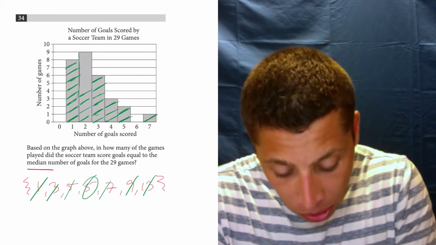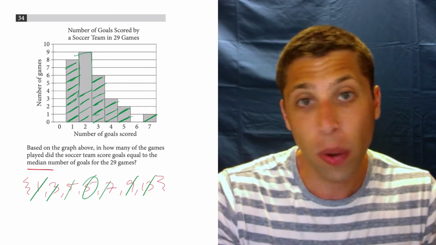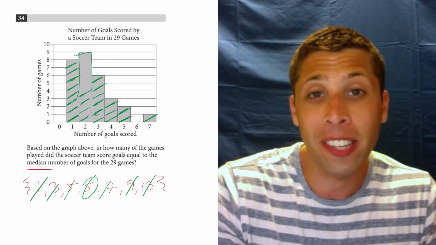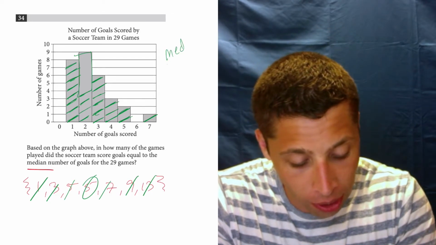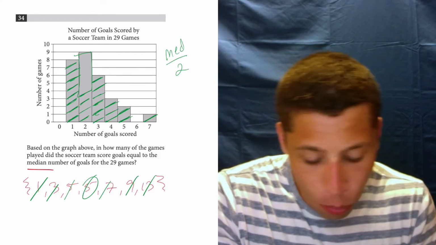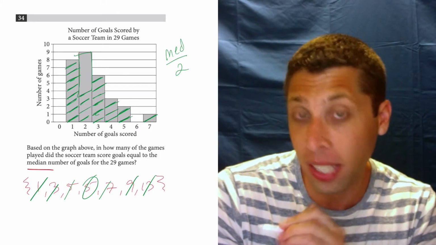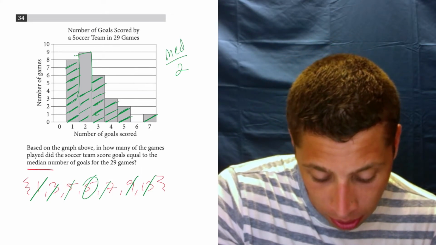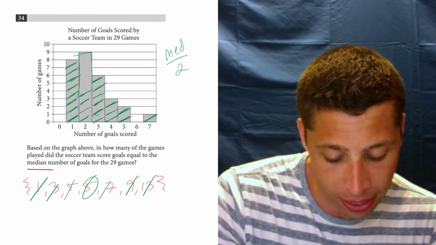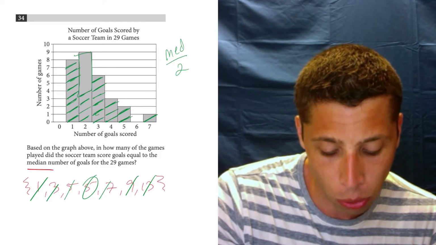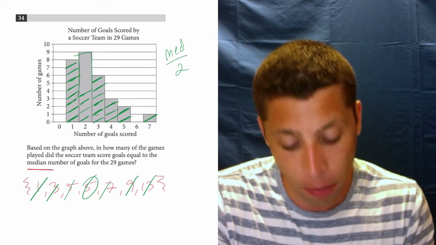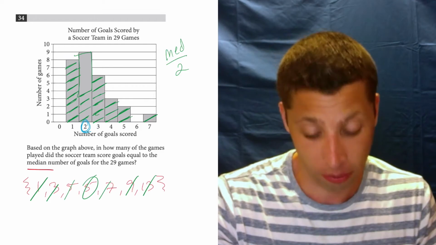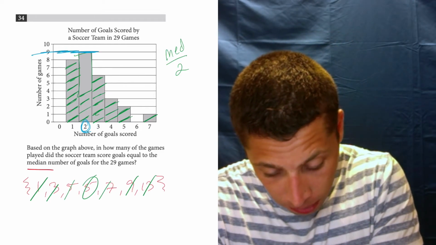And so the only numbers left are 2s. So I'm done. I know that the median is going to be 2 because there's nowhere else I can go. So the median is 2. And what they want to know, though, is not what the median is. They want to know in how many of the games played did the soccer team score goals equal to the median number of goals for the 29 games. So how many 2s are there? 9.